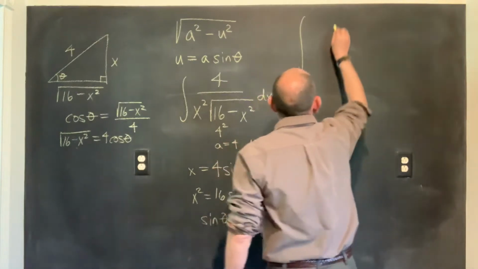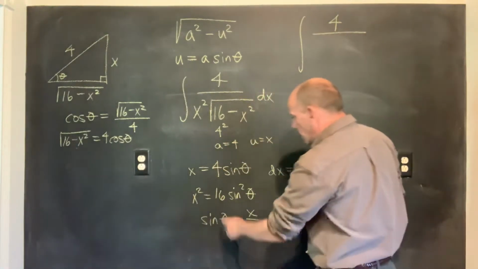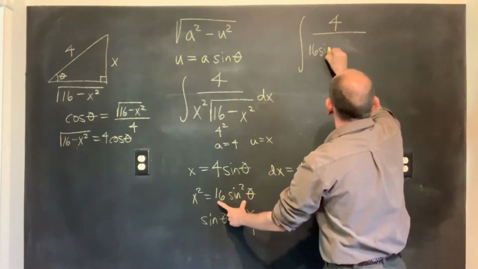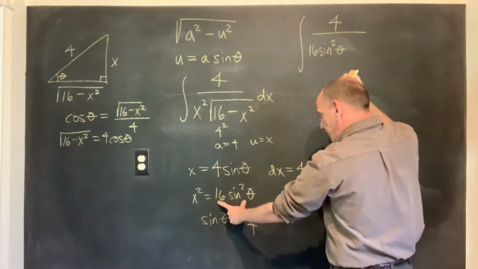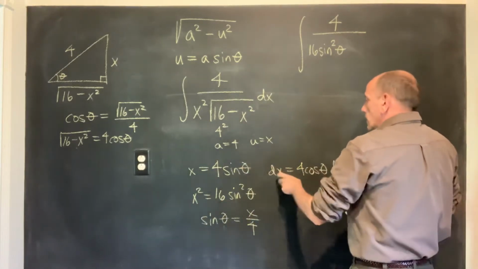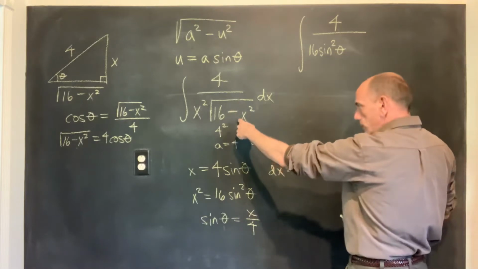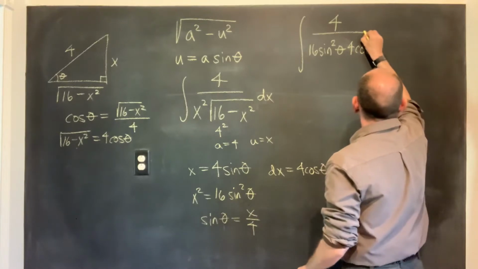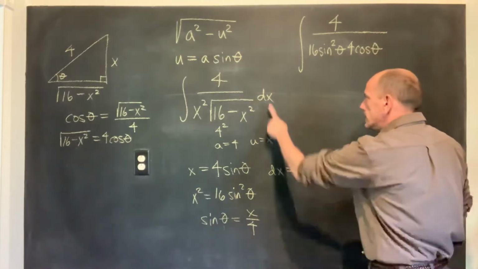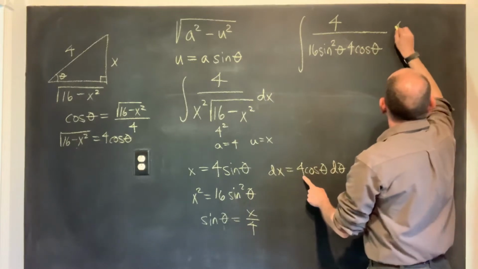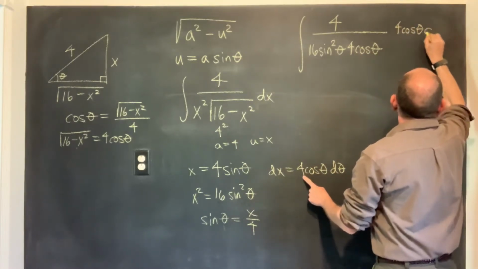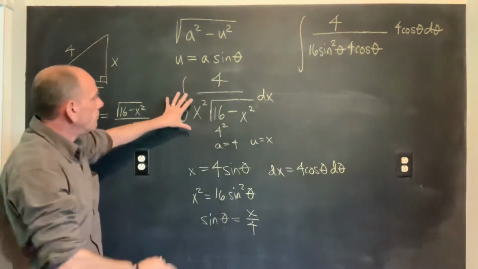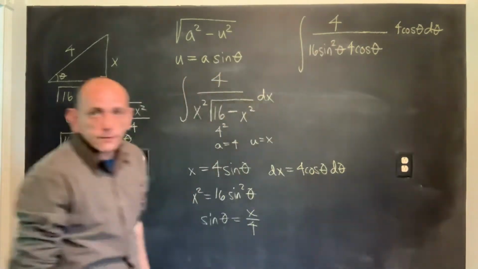So we've got 4 over. The x squared is 16 sine squared theta. The root was 4 cosine theta. And dx is 4 cosine theta d theta. Okay, so I've subbed everything in my original problem to thetas.